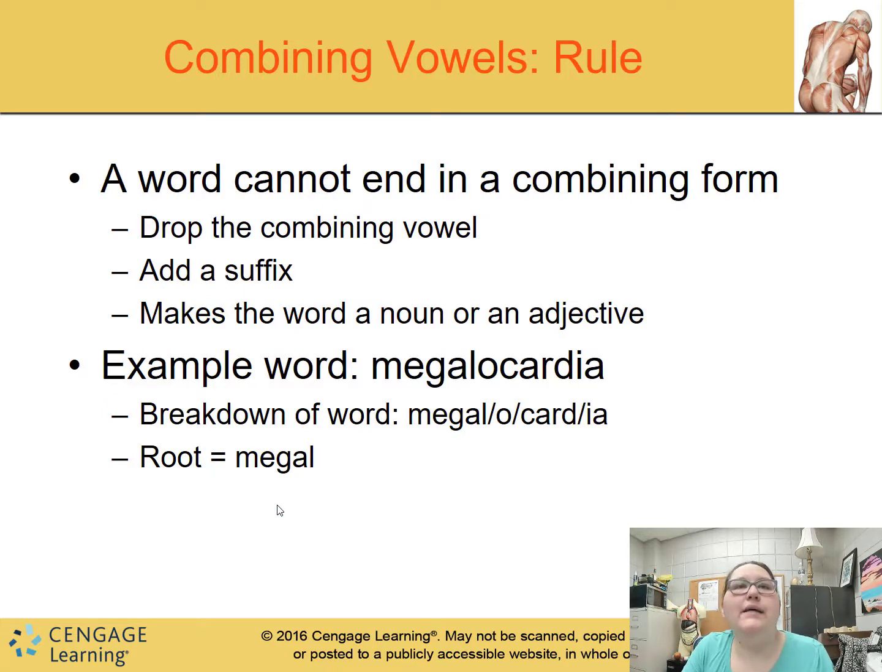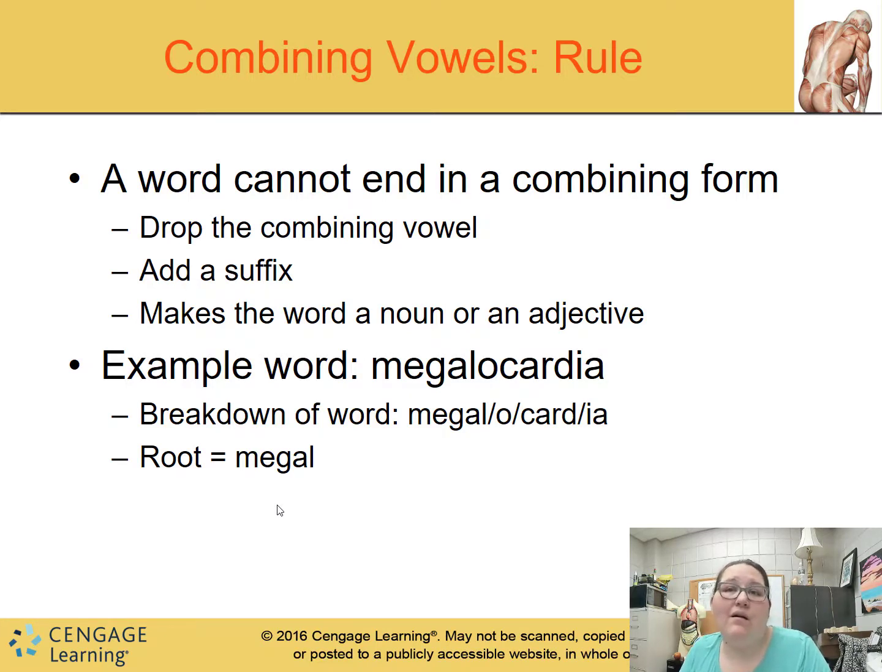All right, let's see. So a word cannot end in a combining form. You always have to have a suffix or something else there to finish it. So you would drop the combining vowel if it was a word root that can stand alone. You would add a suffix, and again, it makes the word either a noun or an adjective, excuse me. At the bottom, you can see we have a term that has 2 word roots.